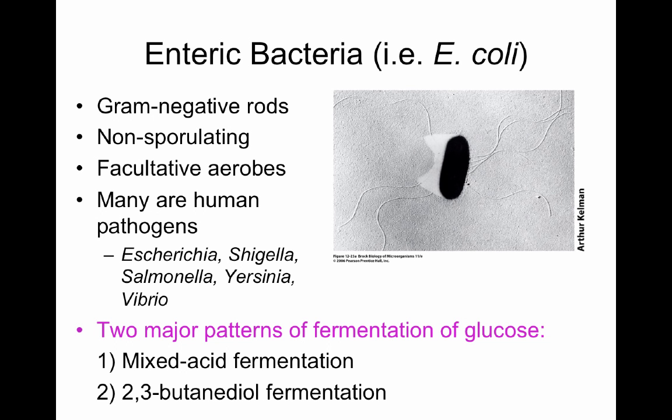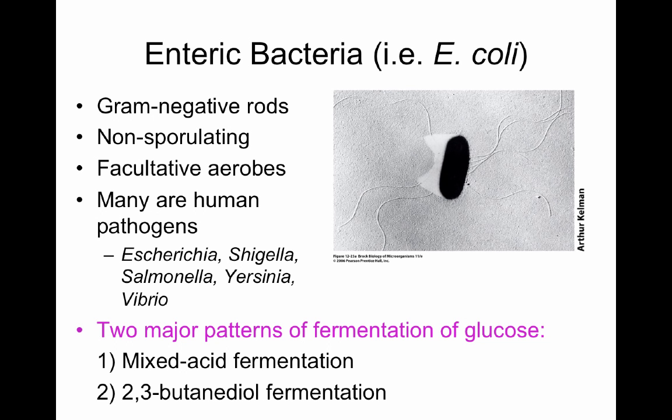Bacteria that are present in the guts of many animals are what we call enteric bacteria. E. coli is one of the examples of this. They're gram-negative rods, they do not form spores, and most of them are facultative aerobes. A lot of them are human pathogens. E. coli could be a human pathogen; Shigella, Salmonella, Yersinia, and Vibrio, all of them are human pathogens.